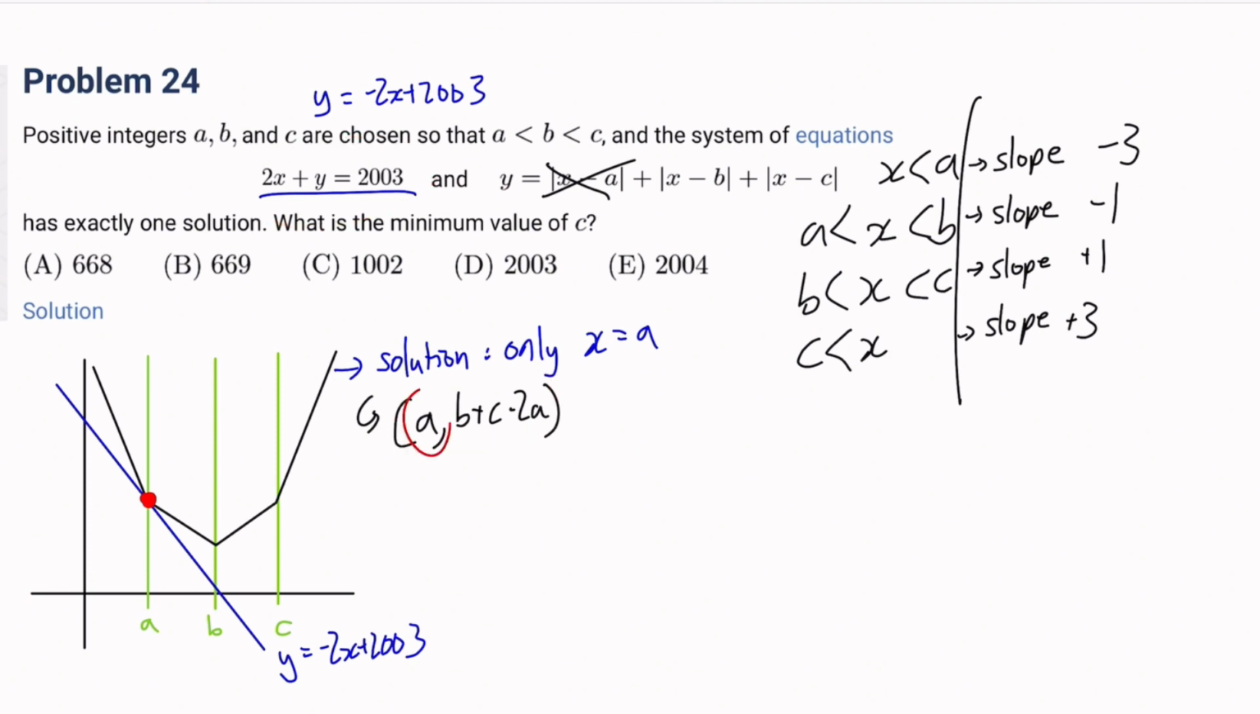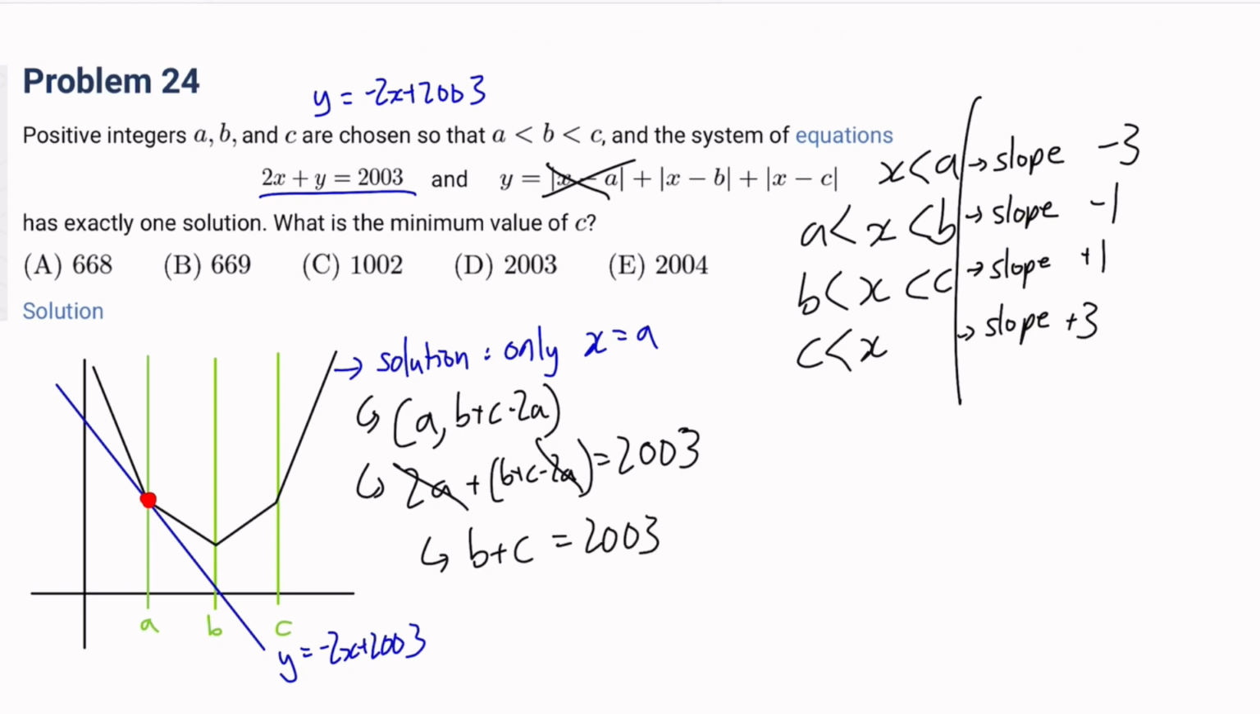So if we put this as x and this as y, then we can say that 2 times a plus b plus c minus 2a is equal to 2003, right? So these two will cancel, and b plus c is equal to 2003. And since we want the minimum value of c, the minimum c is 1002, because b must be less than c, so c must be greater than b. So if b plus c equals 2003, the minimum of c is 1002 when b equals 1001, right? So the minimum is 1002. So the answer is C.